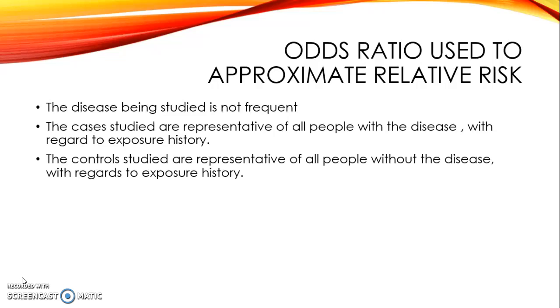So when can you use the odds ratio for relative risk? That can be determined when the disease being studied is not a frequent one. Also, the cases are representative of all the people with the disease, with regard to their exposure history. And the controls are the same as well. They represent all of the people without the disease with regard to their exposure.